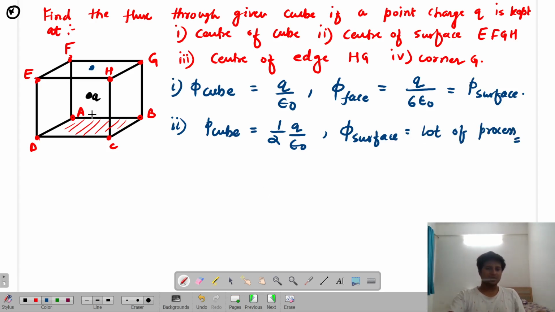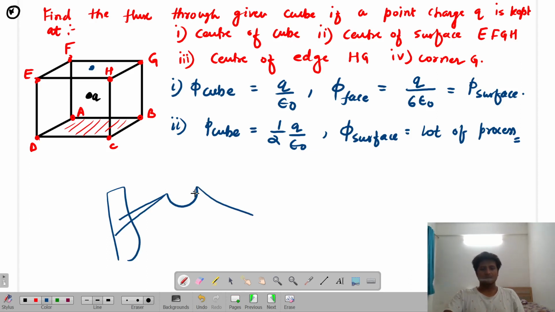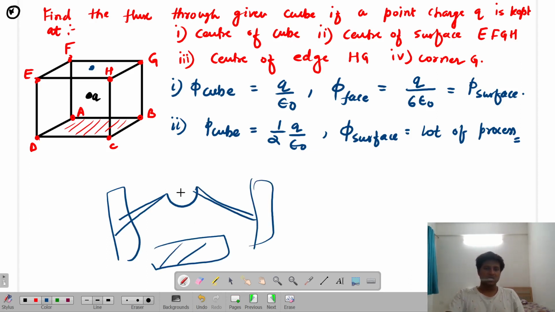Just like the previous case, the flux was distributed equally along all faces, or not. But here, is it possible that the field lines will pass equally along all the surfaces? No, because it's not in a symmetrical configuration, isn't it? If I place the charge over here, how many field lines are passing through this surface? How many through the bottom surface? How many through the sideways? We do not know, isn't it?